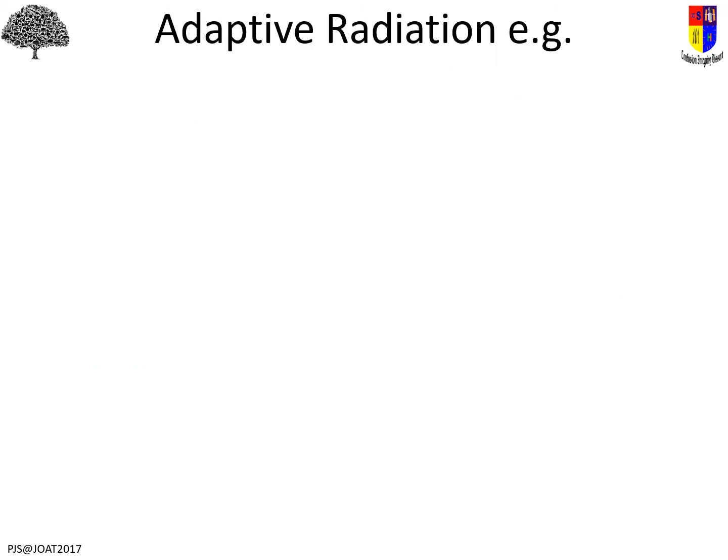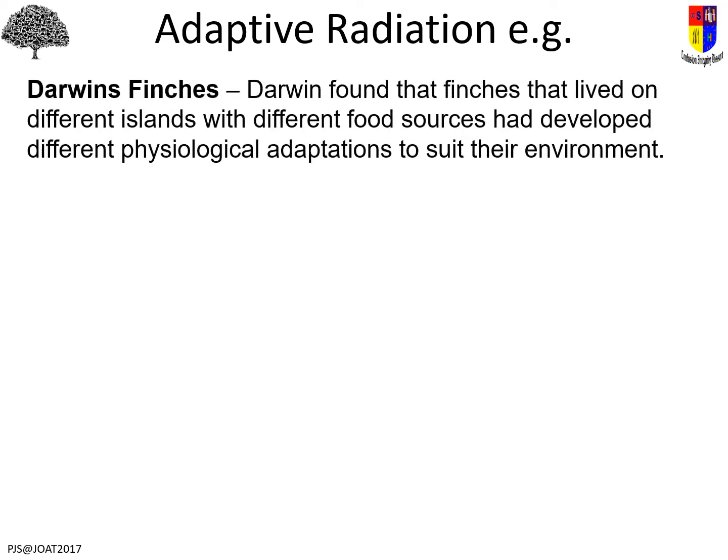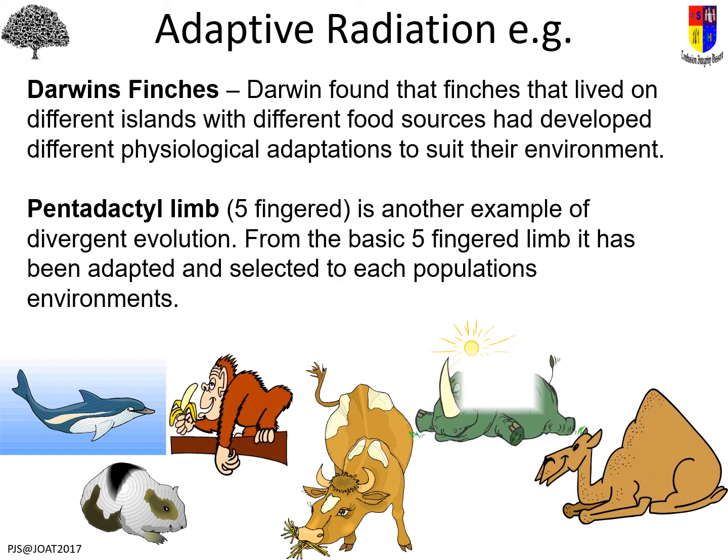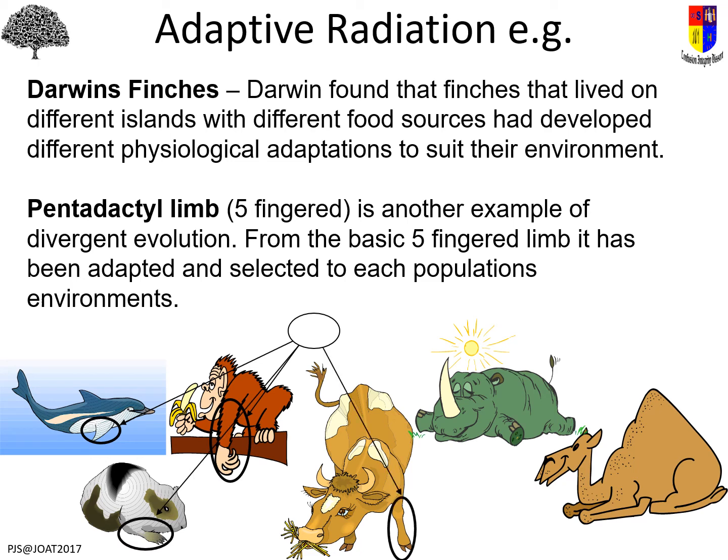So adaptive radiation, the one that you need to know, divergent, is where you start from a single common ancestor and then adapt to different food sources, in this case for Darwin's finches. The pentadactyl limb is a really nice one as well. So there's a basic 5-fingered limb on a huge number of animals on the planet, okay? And although they all look very different, if you take them apart and look at the anatomy, we all have the same stuff inside. It's just adapted quite drastically for different niches.